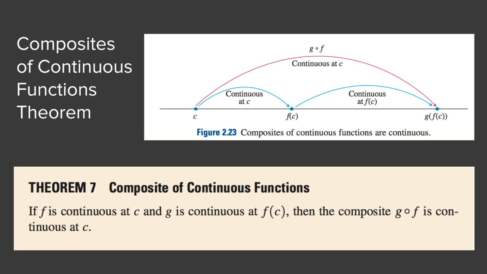This theorem states that a composite of two functions is continuous if one part of the function is continuous at point C and the other part of the function, the outer part, is continuous at f of C.